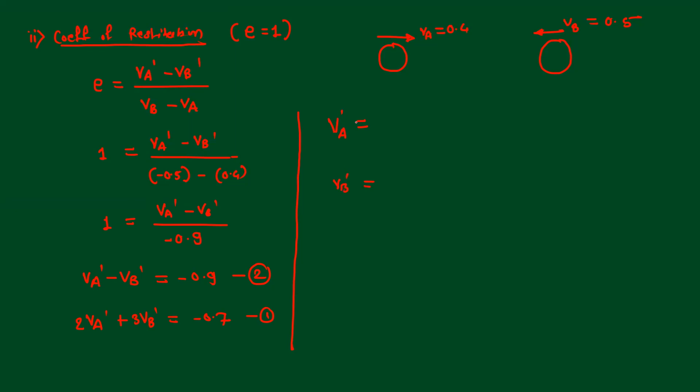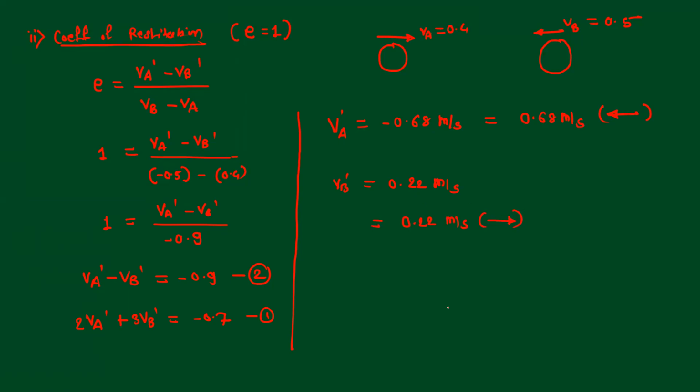So Va dash, that is the velocity of A after collision, is minus 0.68 meter per second, and Vb dash is equal to 0.22 meter per second. As Va dash is negative, it means that it is 0.68 meter per second after collision, but on the negative side. And Vb dash is positive, it means that the velocity of B will be to the right after collision. So it is 0.22 meter per second.